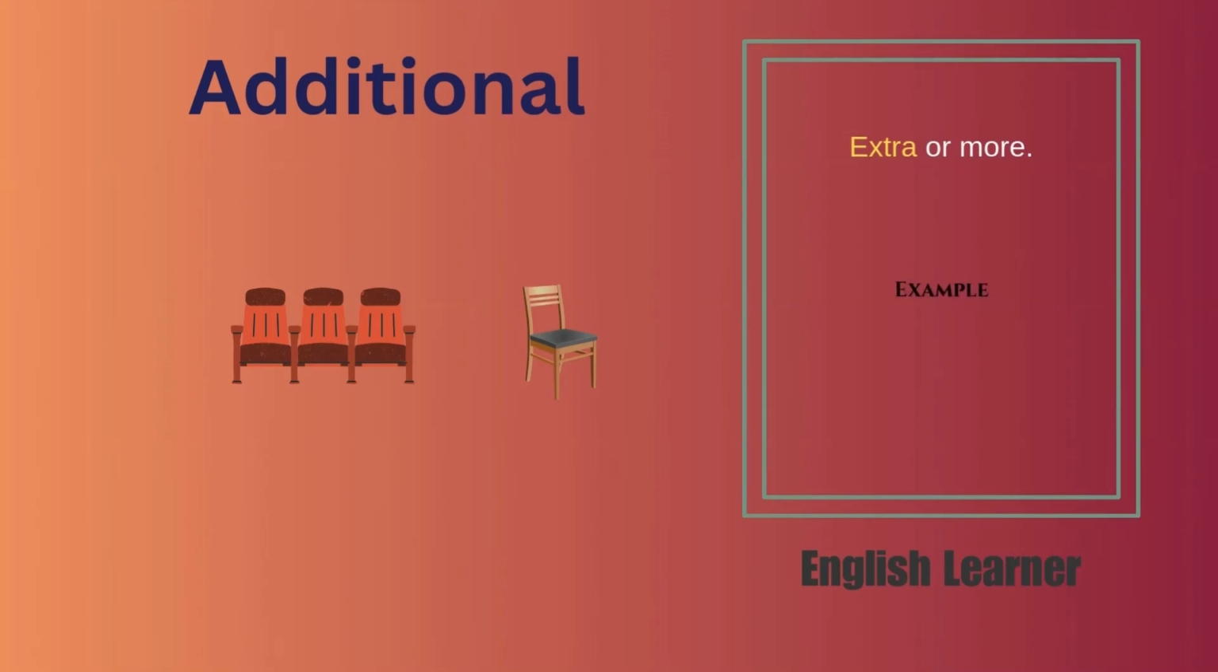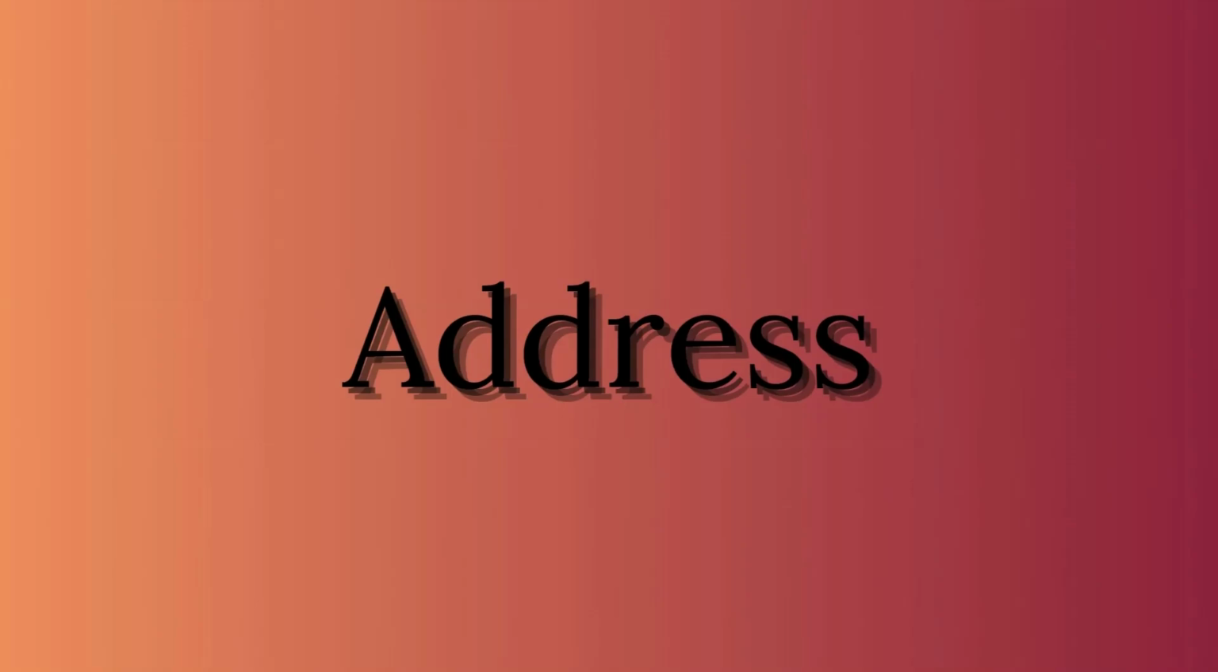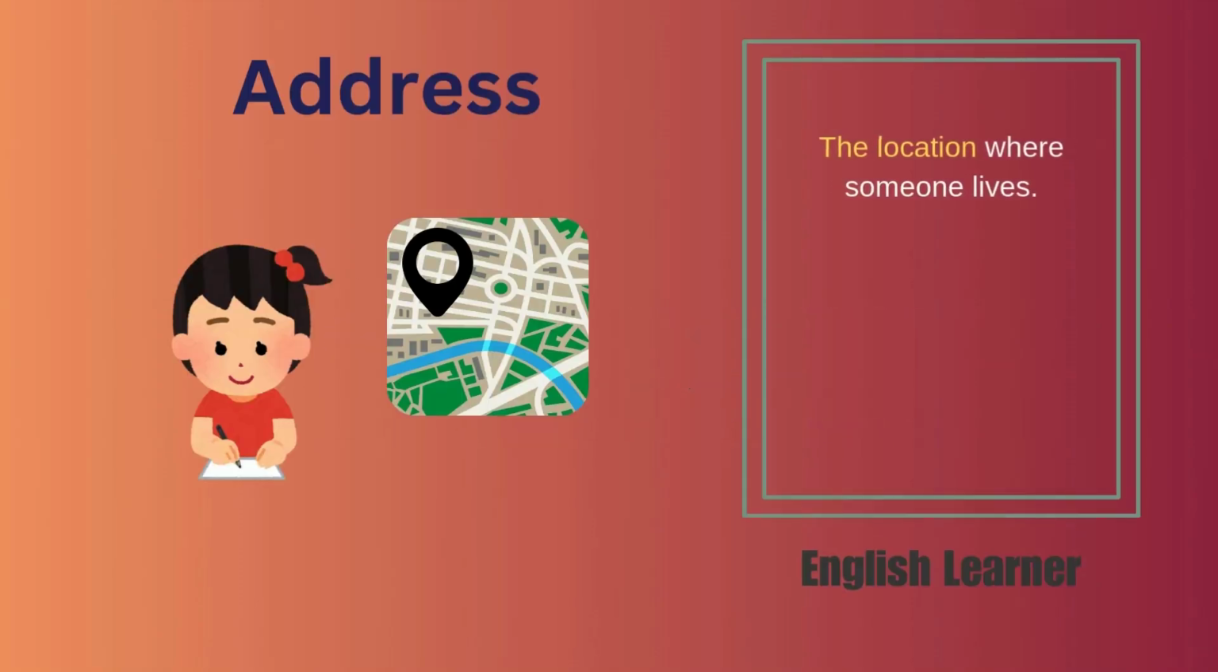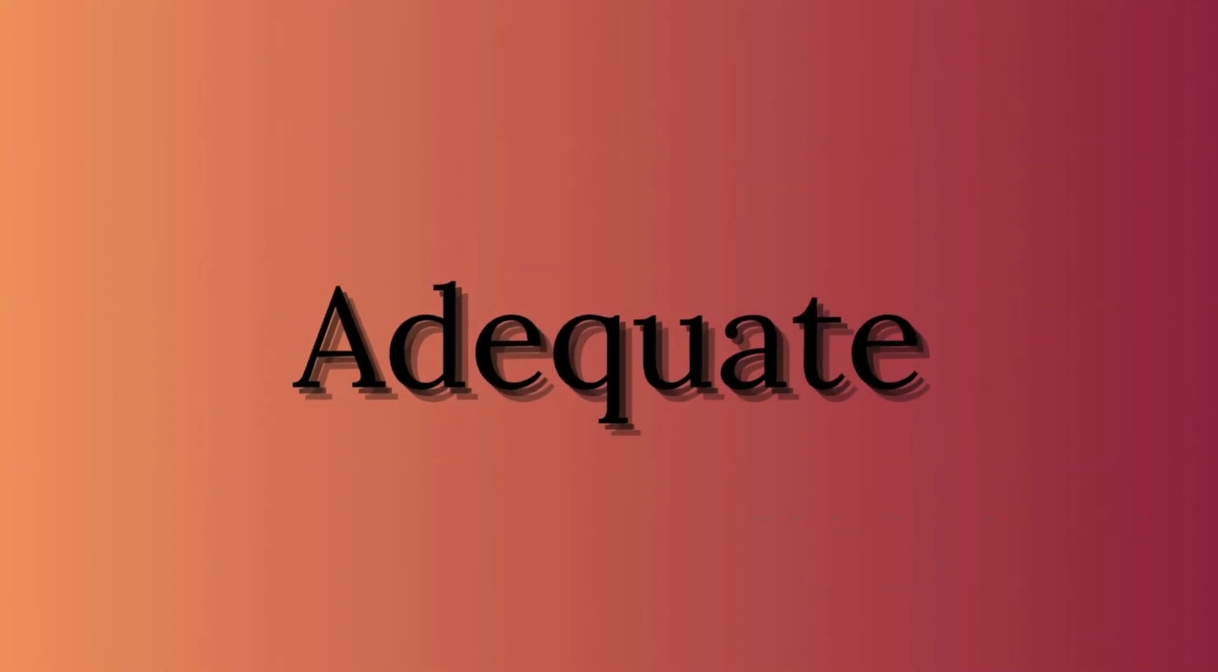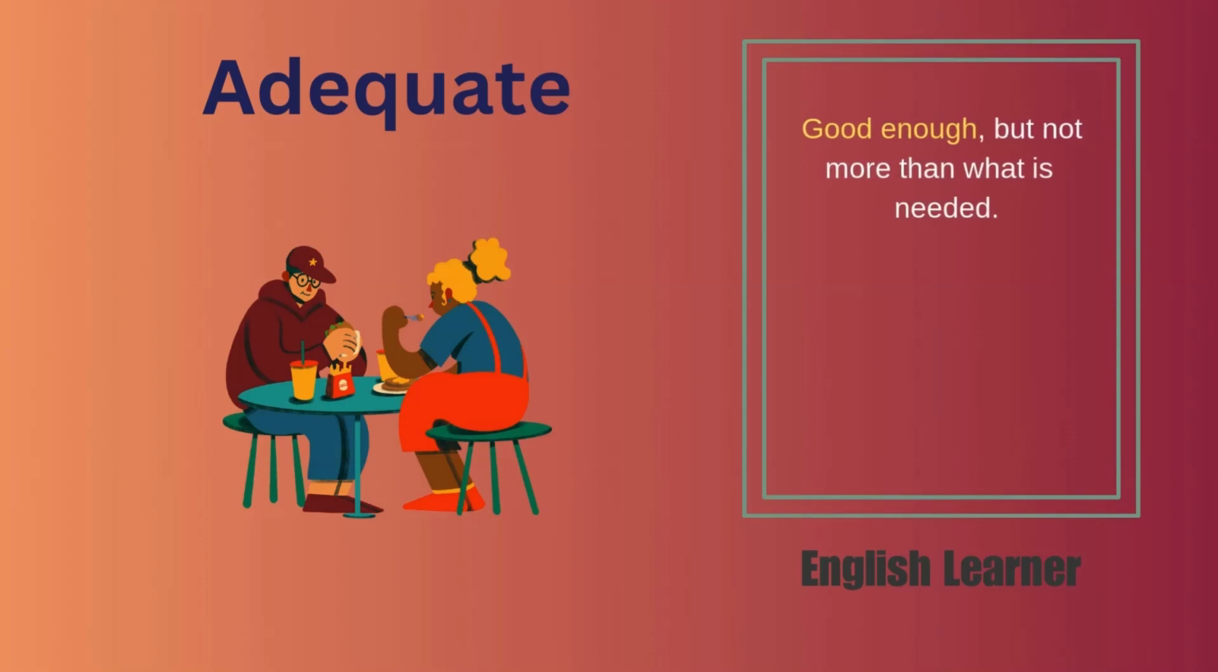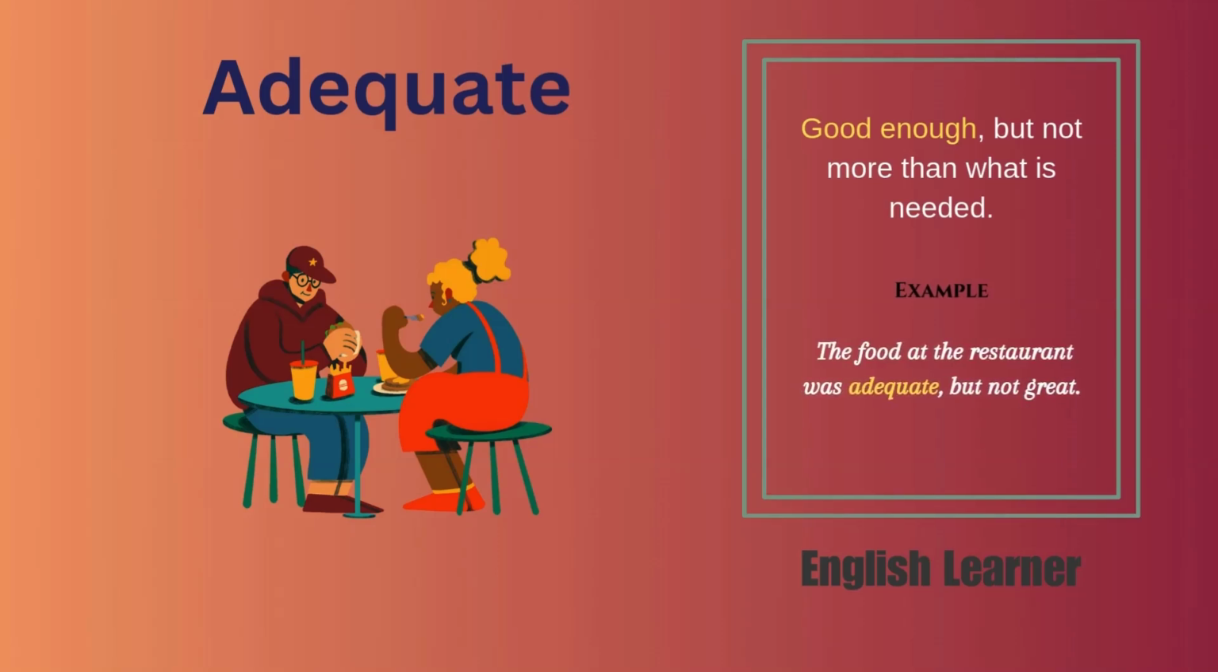Example. We needed additional chairs for all the guests at the party. Address. The location where someone lives. Example. She wrote down her new address on the envelope. Adequate. Good enough, but not more than what is needed. Example. The food at the restaurant was adequate, but not great.